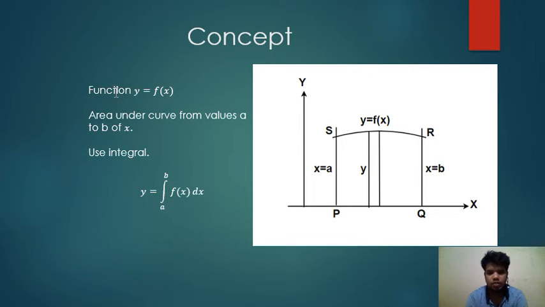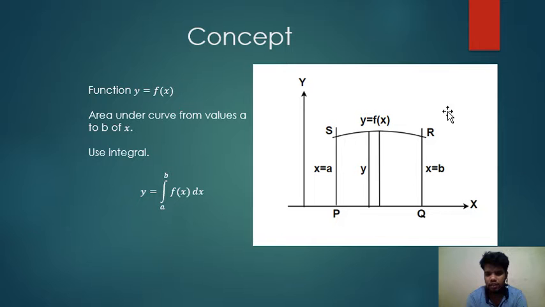Imagine if there is a function y equal to f(x) and you have to find the area under that particular curve from the values of x, a to b. In these kind of cases, imagine this is your function y equal to f(x) and you have to find this area which is below this curve from the value of x from a to b.